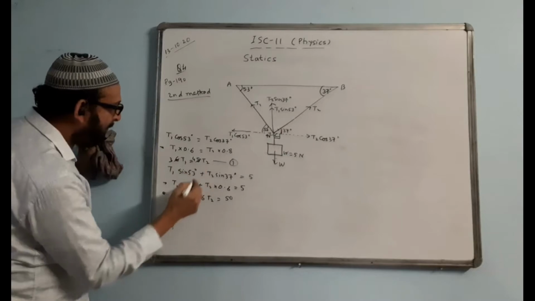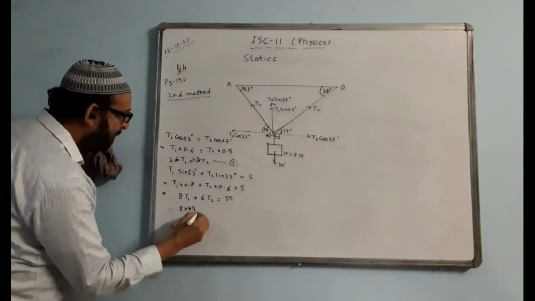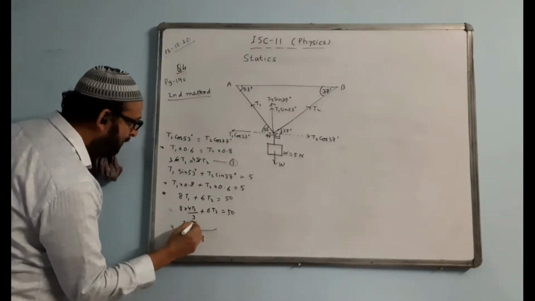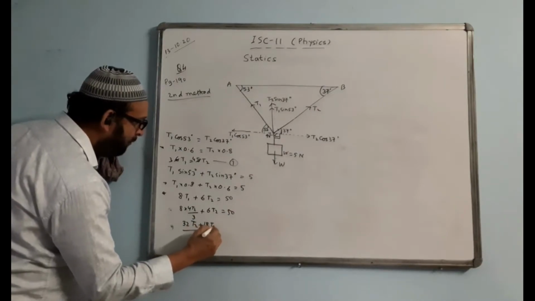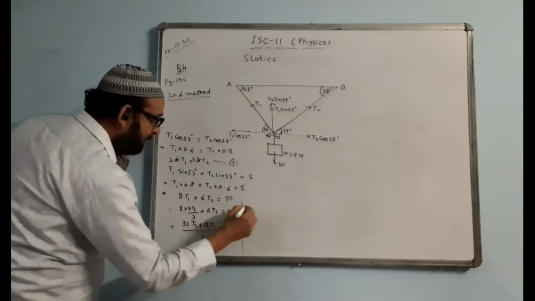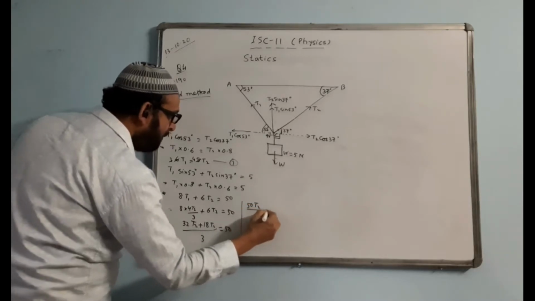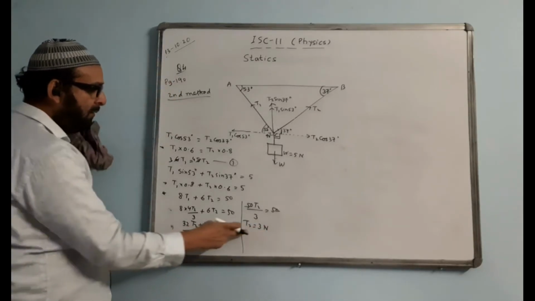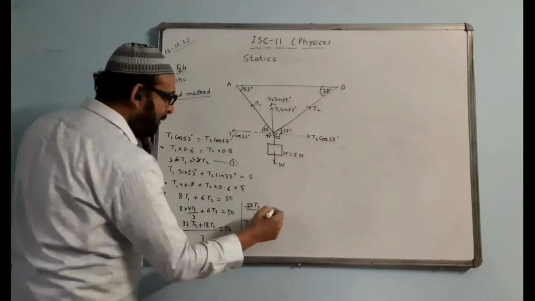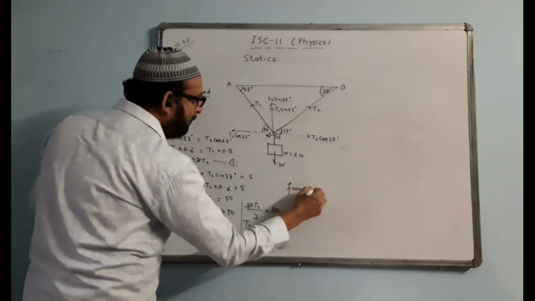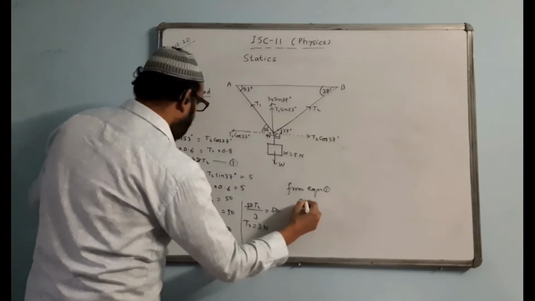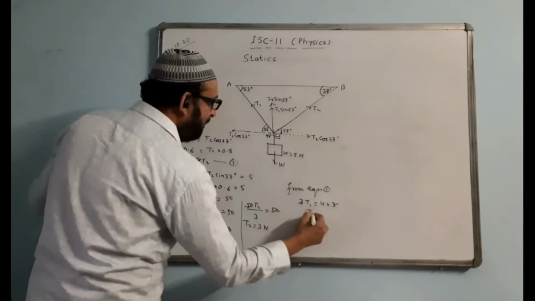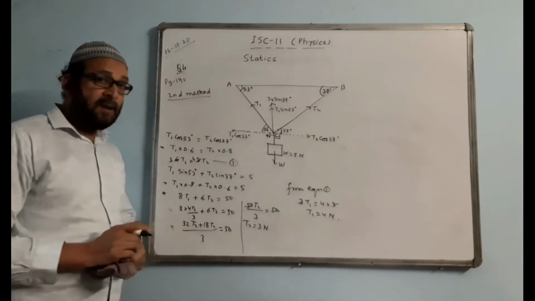T1 value is 4 T2 by 3, so 8 times 4 T2 by 3 plus 6 T2 is equal to 50. With LCM 3, it is 32 T2 plus 18 T2 is equal to 50. This plus this will give us 50 T2 by 3 is equal to 50. So T2 value will come 3 Newton. Putting the value of T2 in any of the equations, find T1. Therefore, from equation 1, 3 T1 is equal to 4 times T2 value, which is 3. 3 cancels, we get T1 value is 4 Newton. So the answer will come the same.